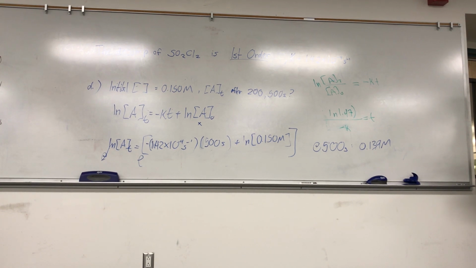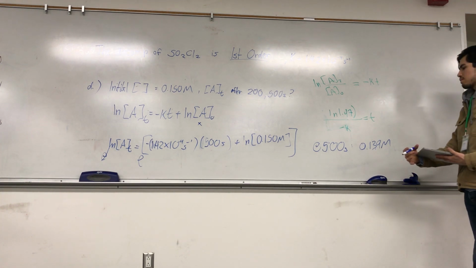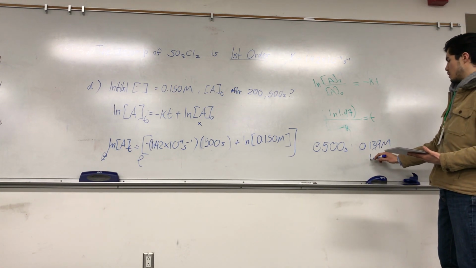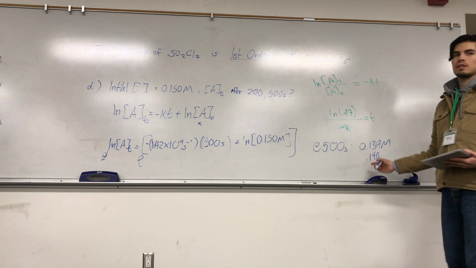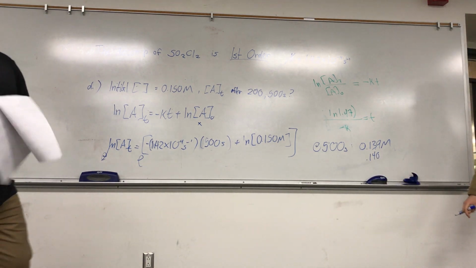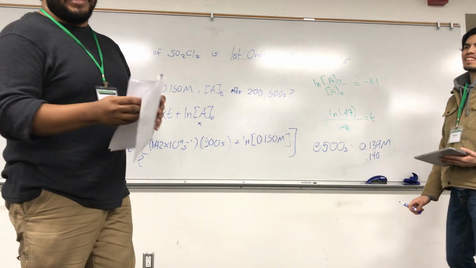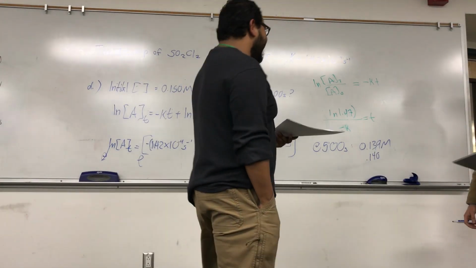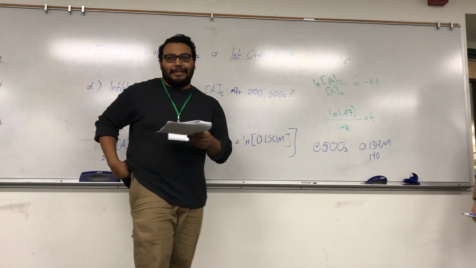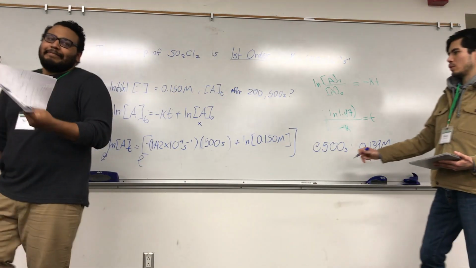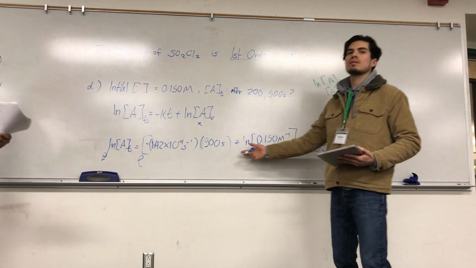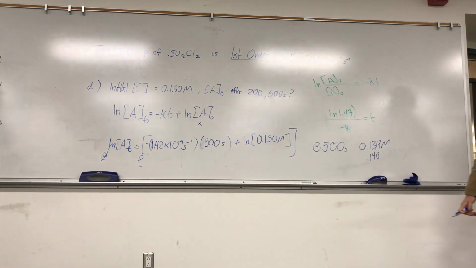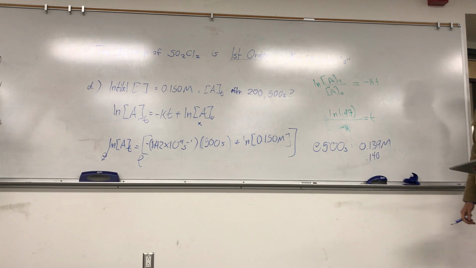1.45. Did we do this wrong? Because we got 0.145. It's no biggie. We might have had slightly different sig figs. Nah, it's close enough. Plus or minus 0.3 or something like that. Yeah, you're good, as long as you know what the right step is. Everything should be the same. We probably rounded at different points.